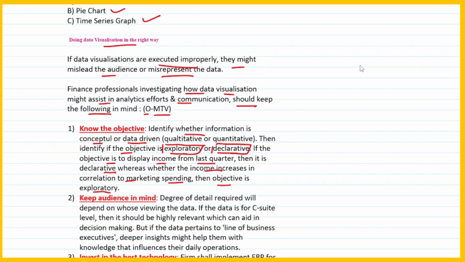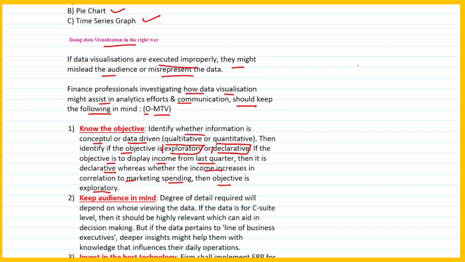Declarative talks about the data that has already happened and is just being reproduced, whereas exploratory is something wherein they can dwell into something. How do you dwell into something? For example, you can see if the income or the revenue is in correlation with the marketing spending that you have done. So this is what the objective talks about, right?